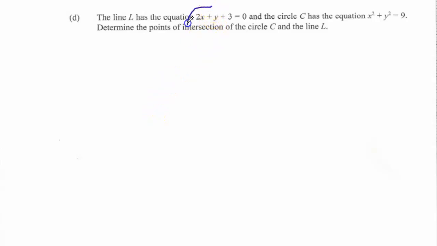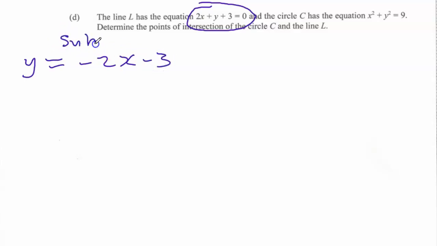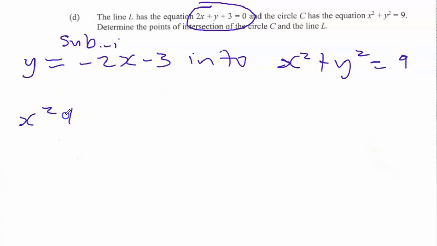Now, the line equation, I'm just going to rearrange it. If I leave the y on the left and group everything on the other side, y is minus 2x minus 3. So I'm going to substitute that into the circle, x squared plus y squared equals 9. So I have x squared plus, replacing y with minus 2x minus 3 and squaring that, equals 9.